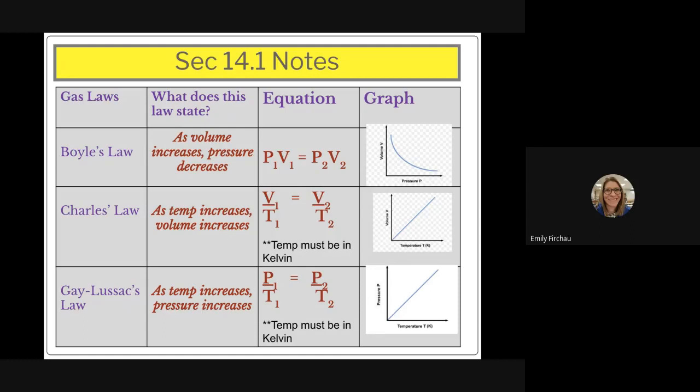So like I said, you don't have to remember which names go with which laws. You'll need to know, what does this law state? So, as volume does this, pressure does this. Or as temperature increases, volume increases. Those are the relationships that you'll have to know.